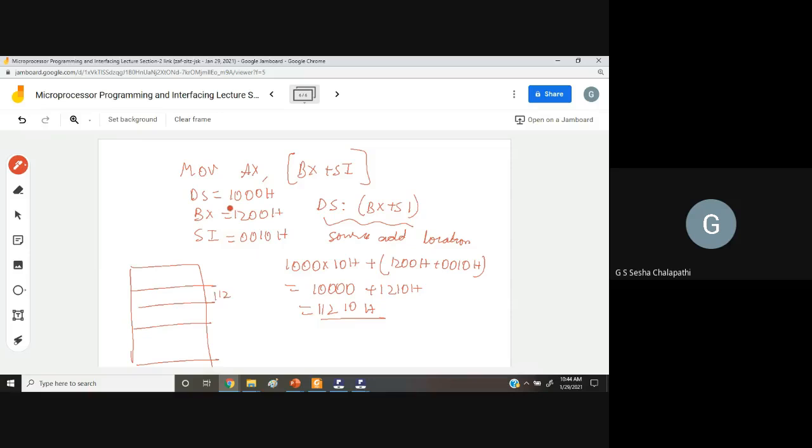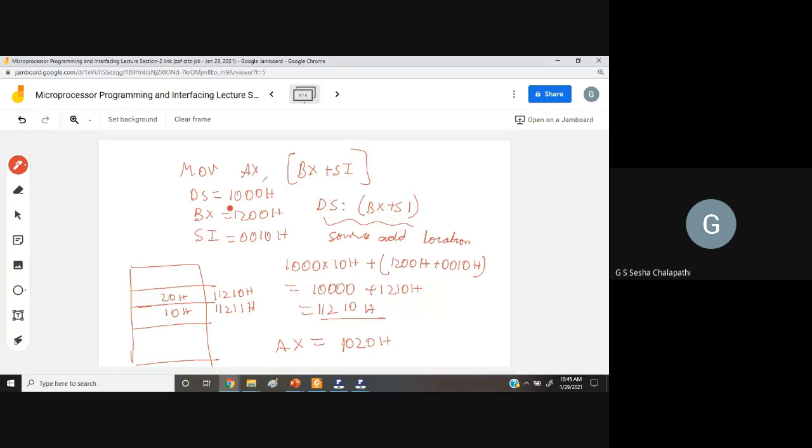One two one one, 210H and 11211H. Okay, so it will have some data. Let us say it will have 2010H. So after the execution of the instruction, the AX value will be 1020H. Basically this will give the memory location, and I will take the contents at this particular memory location, and that will be transferred into AX.